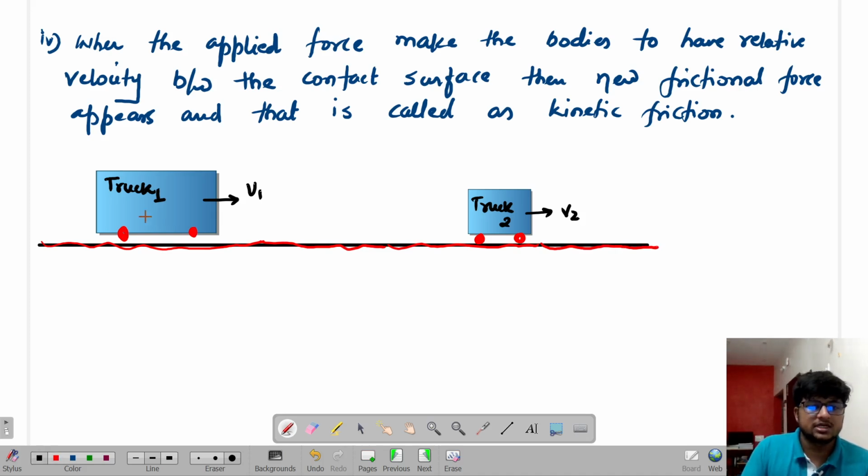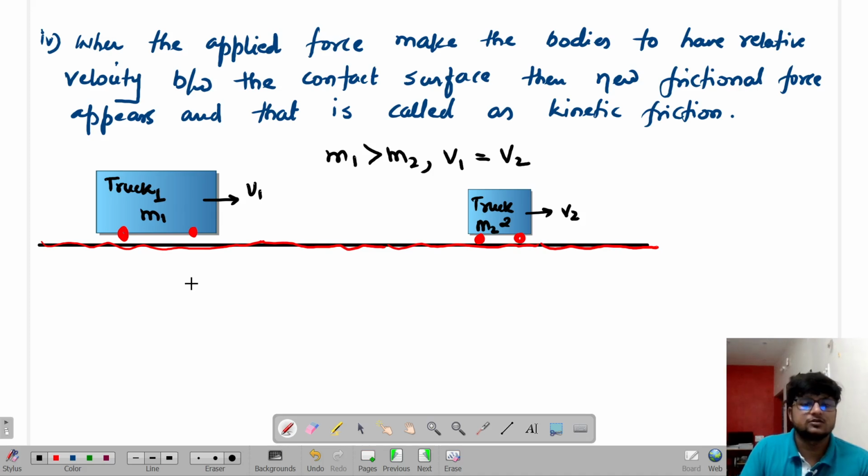Assuming that this is mass m1, this is mass m2, m1 is greater than m2, and I'm assuming v1 is equal to v2. Out of this, which one will stop fast? Tell me. If I switched off the engines, which one will stop fast?